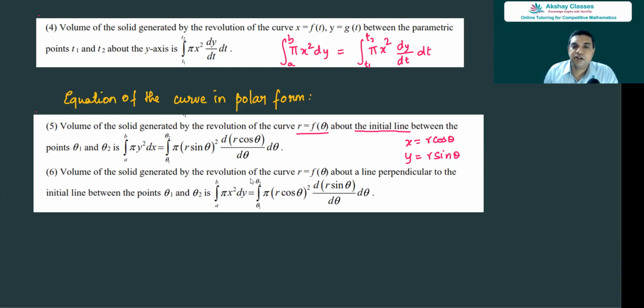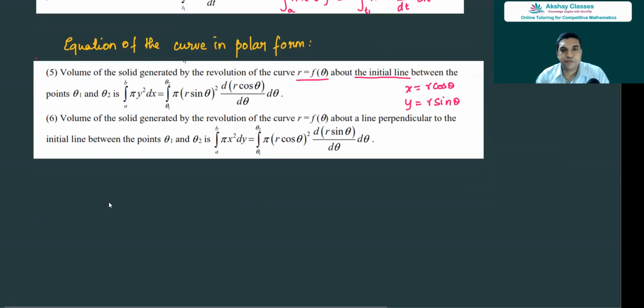Similarly, for the volume of solid generated by revolution of the curve about the line perpendicular to the initial line between the points theta 1 and theta 2, what do we get? We get pi x square dy integrated between a to b, and that gives pi r cos theta squared times d of r sin theta by d theta, d theta. Here I am replacing y by r sin theta. So this is about volumes of solids of revolution. When we do problems, it will be clear.